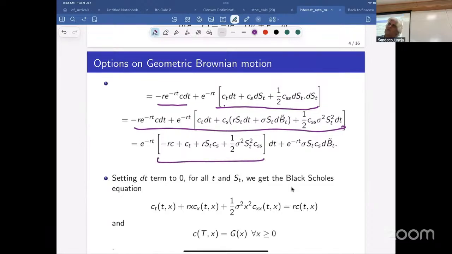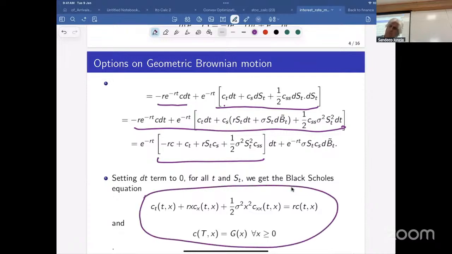This has to be 0. And that gives me my Black-Scholes equation. So that's the derivation of the Black-Scholes equation, basically. Okay. Basically, the option price is a conditional expectation, and the conditional expectations satisfy a PDE.